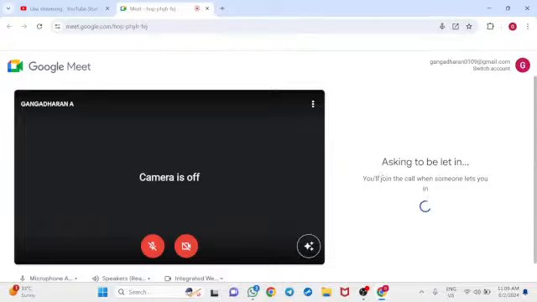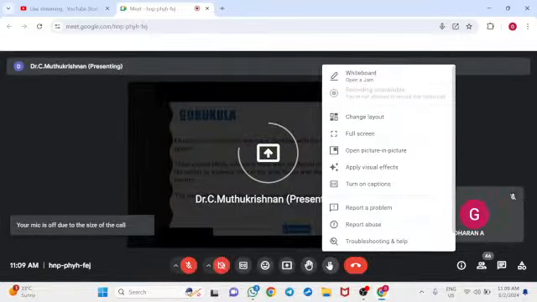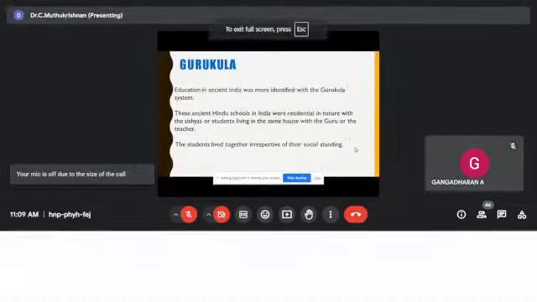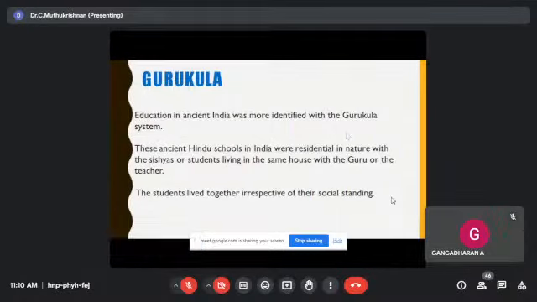With the Gurukula system, you might have studied it from 6th standard. The Gurukula system is a teacher-centric education system. These ancient Hindu schools in India were residential in nature, with the Sisyas. Sisyas means the students living in the same house with the Guru or the teacher. The Gurukula system is regarded as the teacher-centric education system.